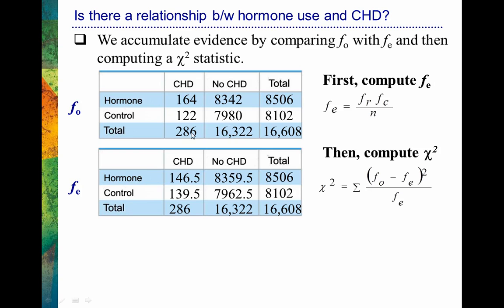So here are the actual observed values. Here are the values that we would expect if there's no relationship between hormone use and coronary heart disease. So are the differences big between these sets of numbers? If they are, it would represent some pretty good evidence that there is a relationship between hormone use and heart disease. If the differences between these sets of values is not large, it would be good evidence that there's not a relationship between hormone use and heart disease.